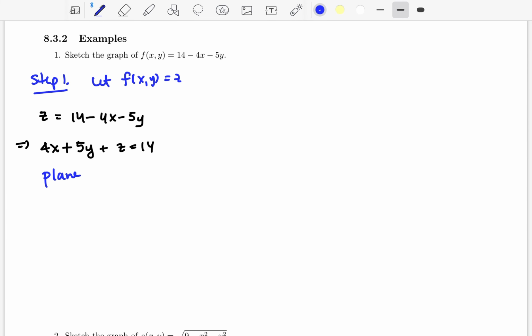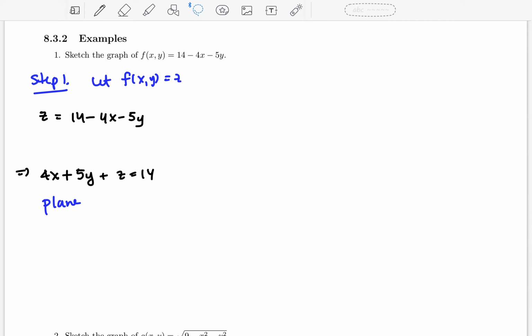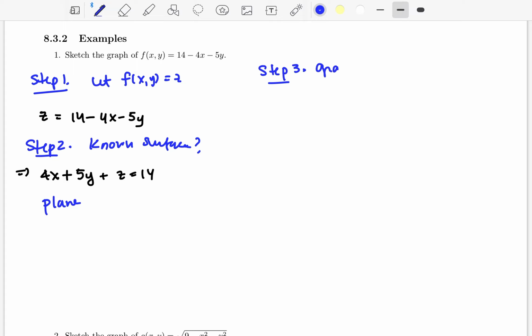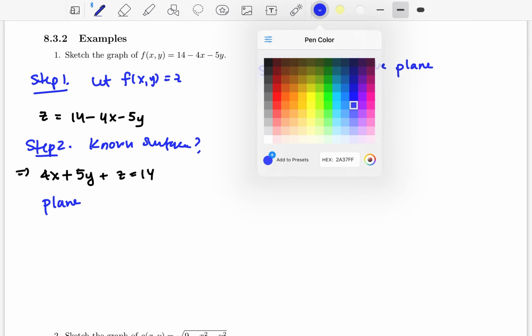And that could actually be my second step. Once I replace f of xy with z, I ask, do I know what this is? So step two, is this a known surface? And the answer is yes, it is a plane. Since it is a plane, then I already know how to sketch it. So my step three is just to graph the plane, and we're going to do it the way we did a minute ago, by finding the x, y, and z intercepts.